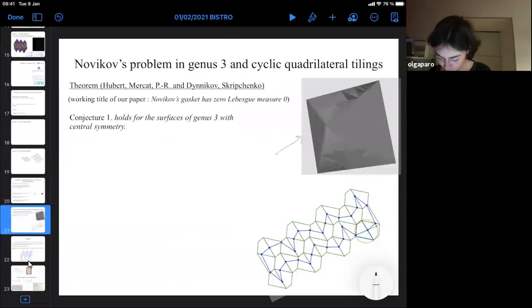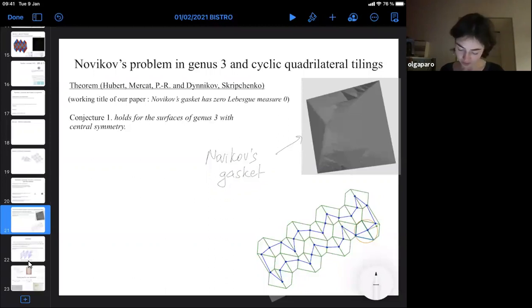And conjecture 2 and conjecture 3 are still not completely accessible because the set we look at is this set, which we call Novikov's gasket. It's a subset of a three-dimensional simplex, and there is a surface and the vector are mixed inside the set. So in order to prove Novikov's conjecture, we have to look at the sections of the set. This is a result with Hubert, Mercat, Dynnikov, and Skripchenko. So we prove Novikov's conjecture in its weak form for surfaces of genus 3 with central symmetry by studying symbolic dynamics of cyclic quadrilateral tilings.